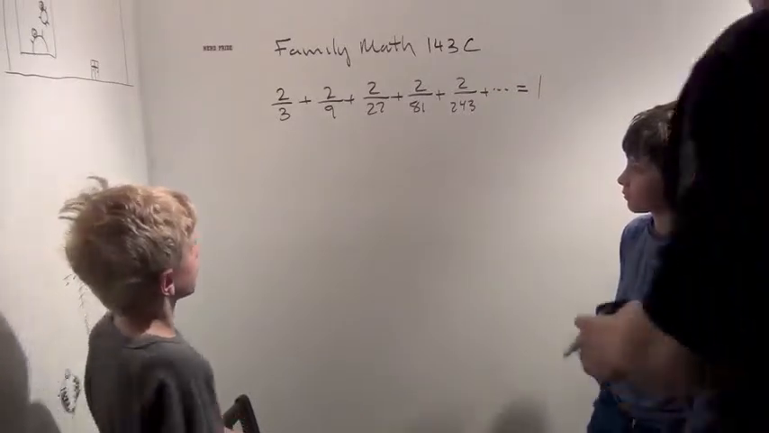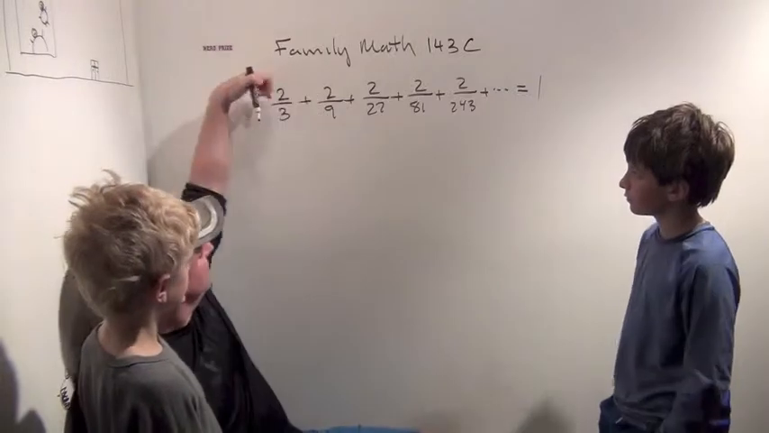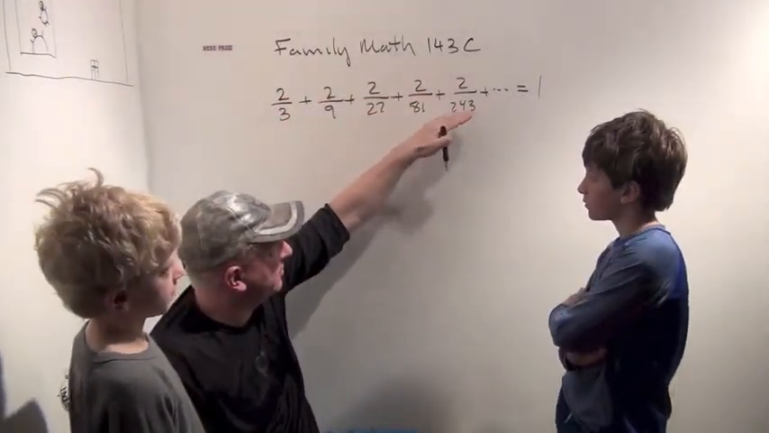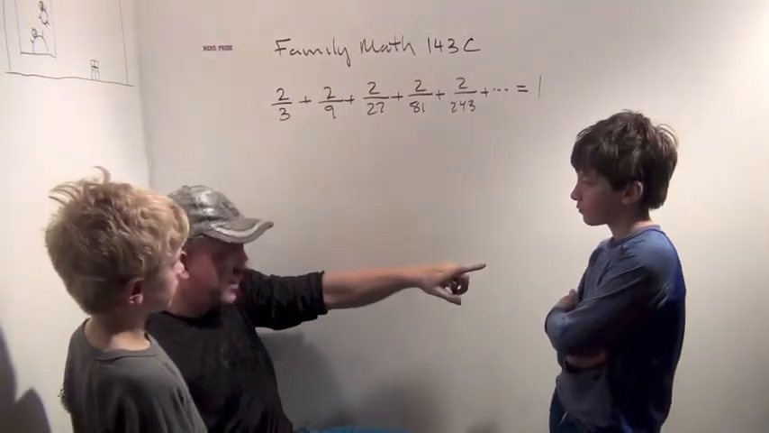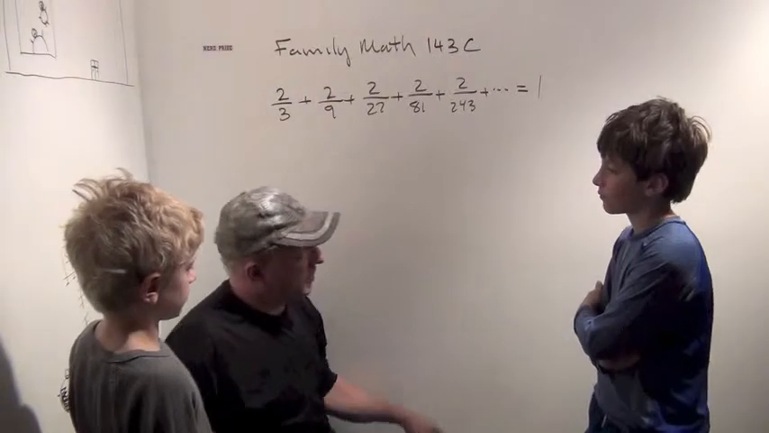Okay, so we just saw from our picture that 2/3 plus 2/9 plus 2/27 plus 2/81 plus 2/243 and so on equals 1. Now, you were trying to say something when the camera was off, but I didn't want you to say anything. So what did you want to say?